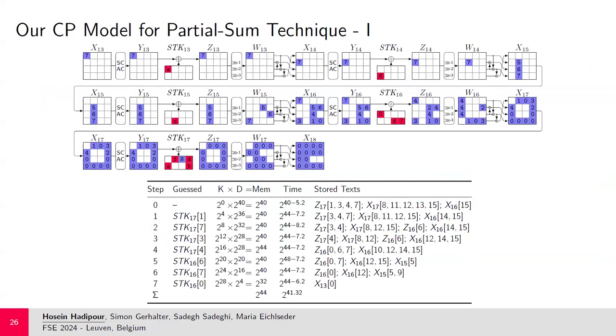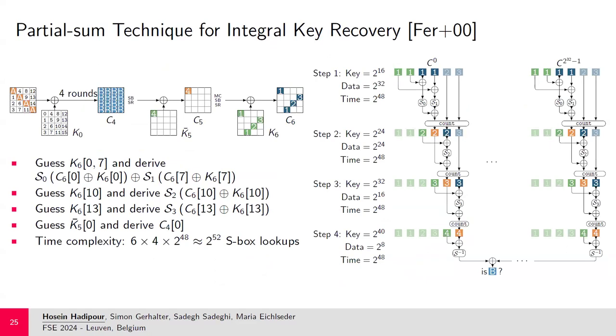Look at the second step. I don't know how to point, but anyways, it's clear, right? In the second step, for the third step, you should process the 2 to the power of 24 data that you have already stored. So as you can see, when you approach the target cell, the number of data that you should process is getting smaller and smaller. And as you can see, the complexity of each step is roughly 2 to the power of 48. So there are 4 steps, and you should repeat this 6 times as before. The complexity will be 6 times 4 times 2 to the power of 48, which is about 2 to the power of 52 S-box evaluations, right?